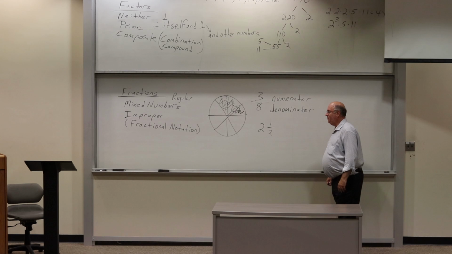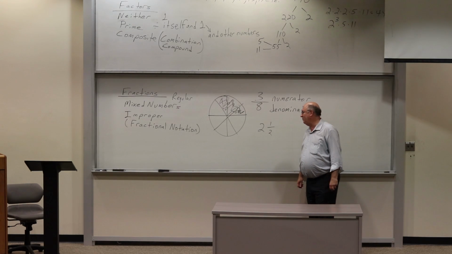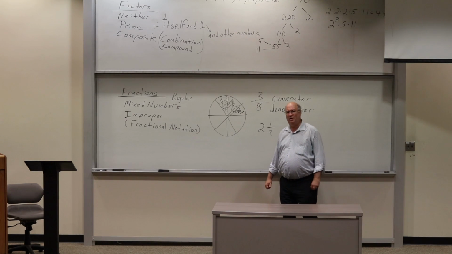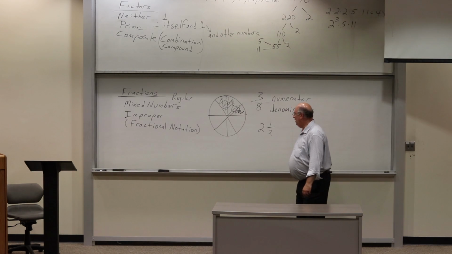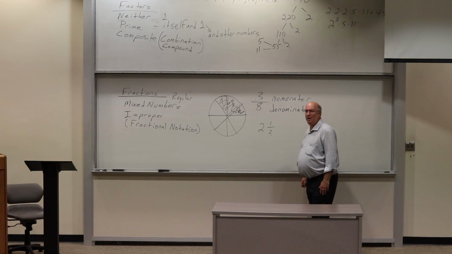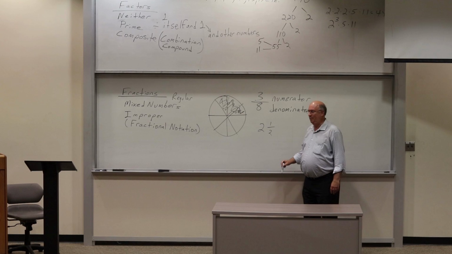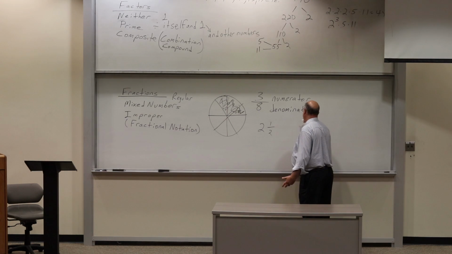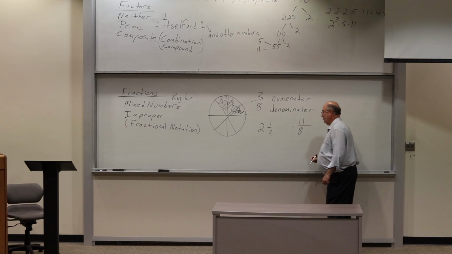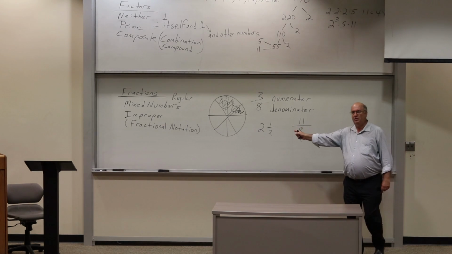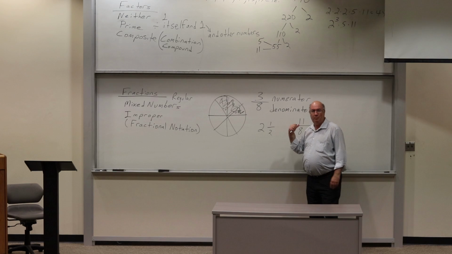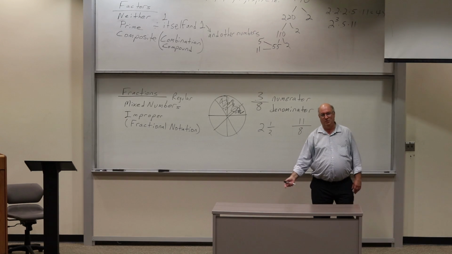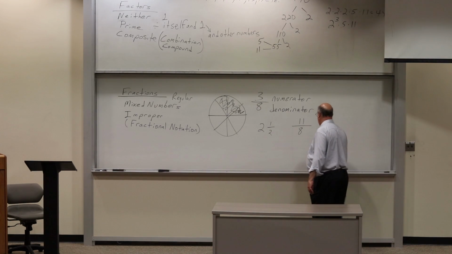Okay, improper fraction, or they renamed it fractional notation not that long ago, but a lot of us still call it improper fractions. That's where the top number is bigger than the bottom number. Make it 11 eighths. So that's improper. We can switch back and forth between mixed numbers, show them as improper, improper, show them as mixed. Okay, why don't we do that?